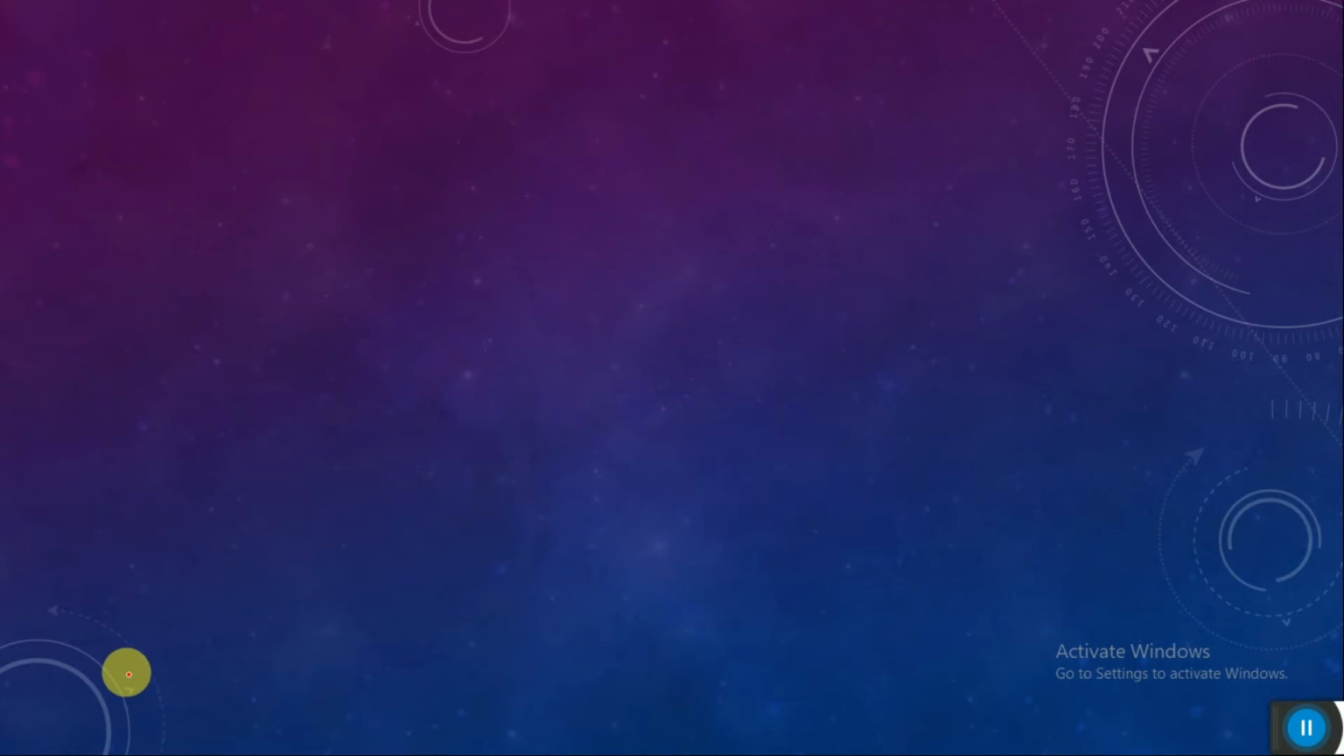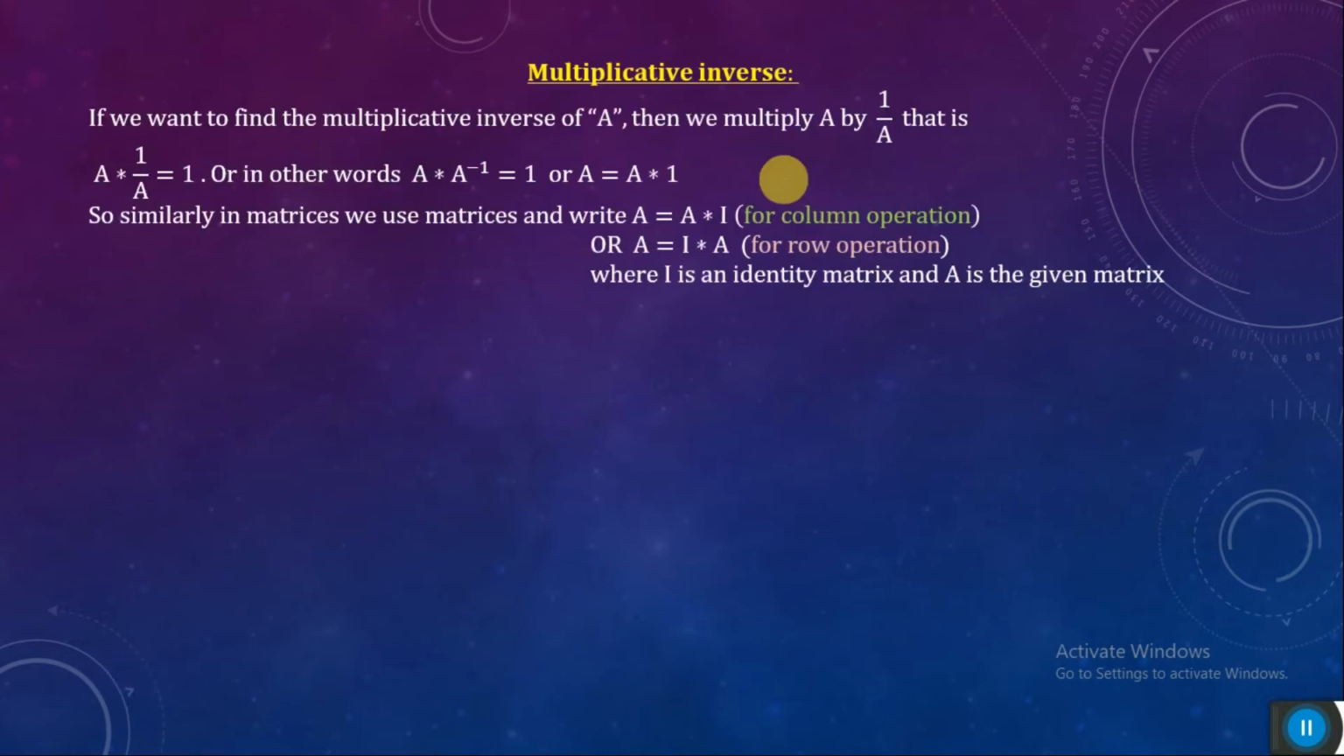Next thing we need to know is multiplicative inverse. So what is multiplicative inverse? In smaller classes we have seen that if you are given a number 3, the teacher will ask you what is the multiplicative inverse of 3. So you will say 1 by 3. Why? Because it will give us 1, the identity element, right? So here also, if you want to find the multiplicative inverse of A, then we need to multiply A by 1 by A. That is, we write like this: A multiplied by 1 by A, that will give you the identity element 1.